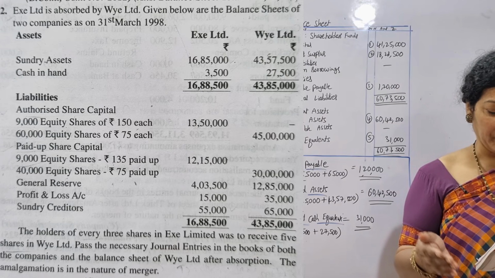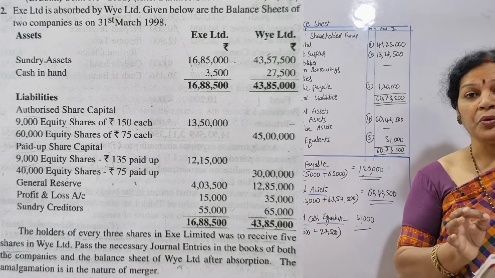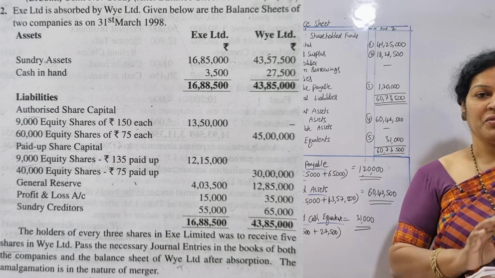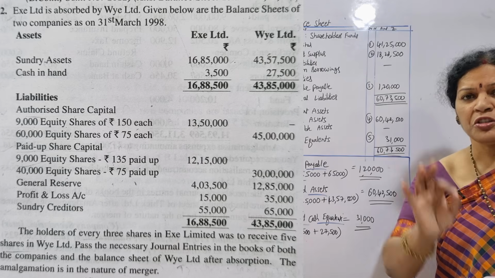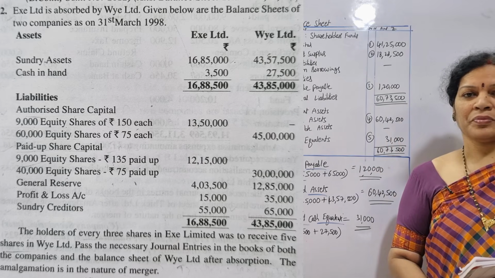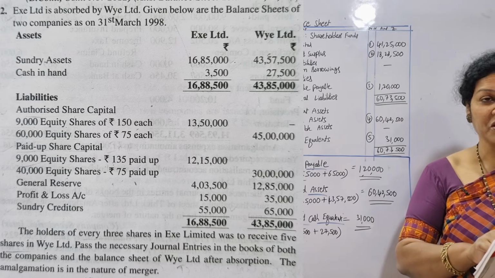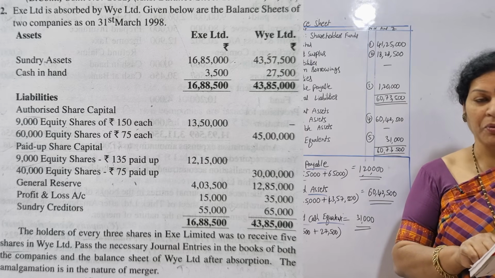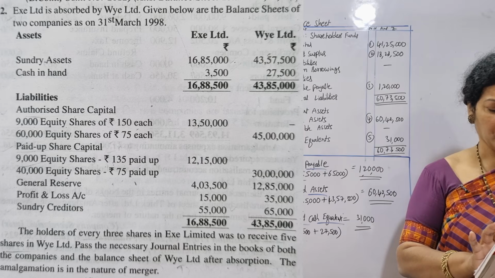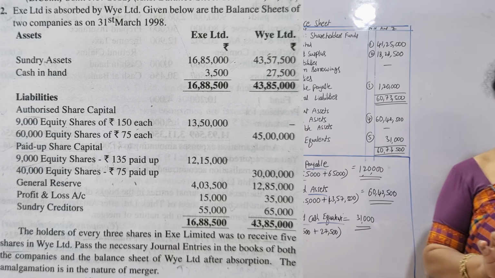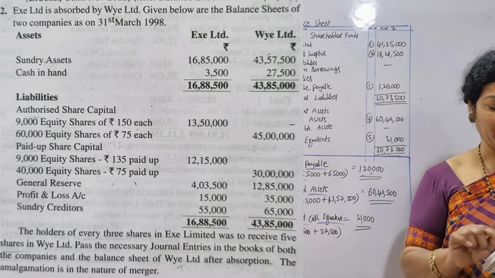After authorized share capital, they have given us paid up share capital. Whenever authorized share capital is given, don't touch it. We have nothing to do with it, because they are only authorized to issue so many shares. But paid up shares, how many shares they got, this is important. 9,000 equity shares at the rate of 135 rupees paid up, for the X company, and 40,000 equity shares at the rate of 75 rupees, for the Y company. Authorized is to be ignored.